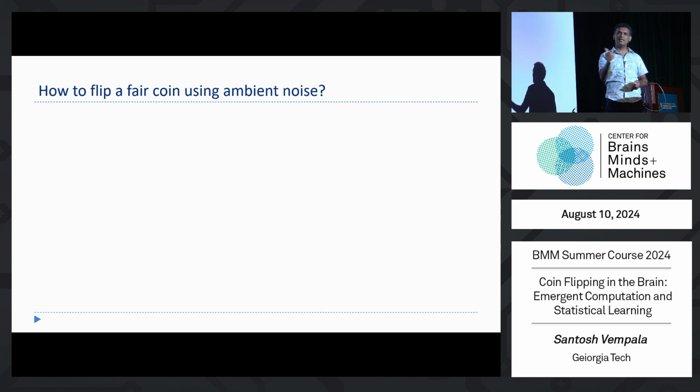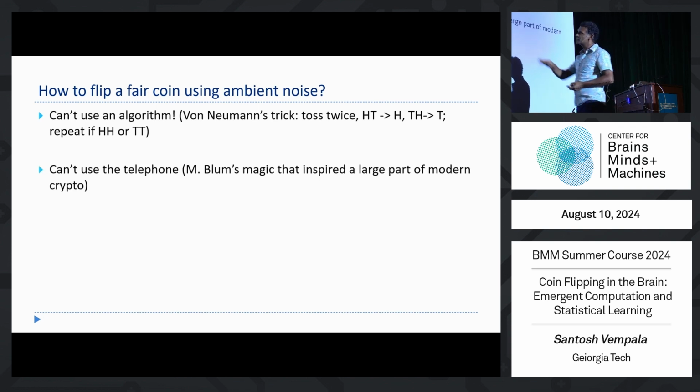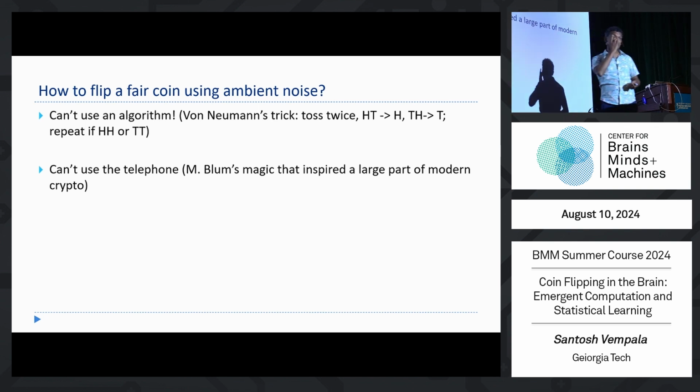You've seen heads half the time, tails half the time in some order, and now you want to be able to pick one of those at random. So we can't use an algorithm. Of course, there are ways to do this. I mean, we know algorithms to do this. There's a beautiful paper by Manuel Blum that shows you how you can do this on the telephone, where without cheating, you can flip a fair coin. But we can't do all of this.